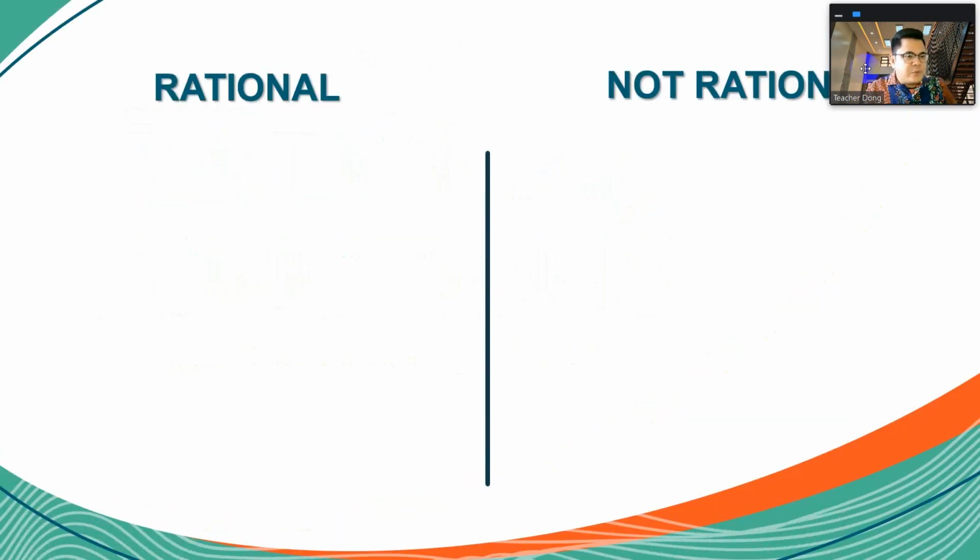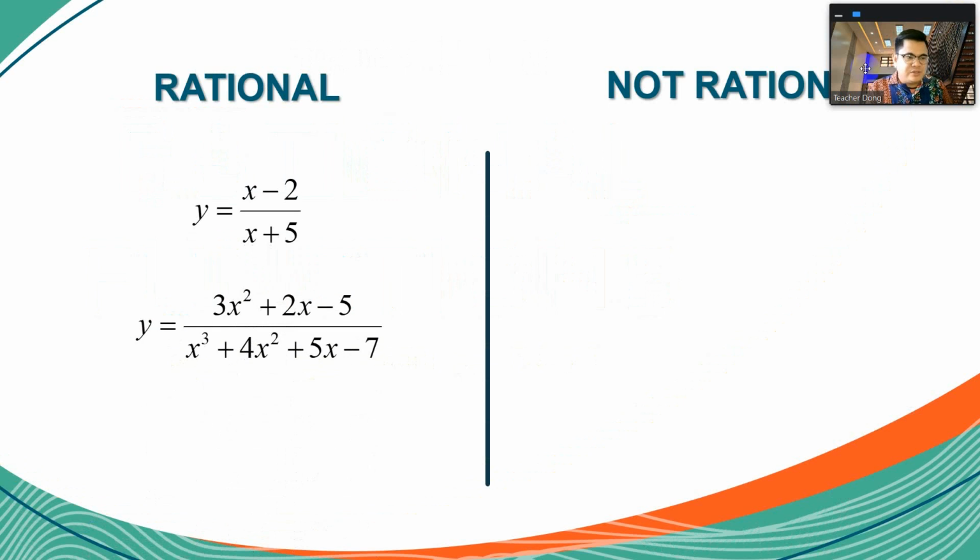Now, let's compare rational and not rational. So rational, as you can see on the left side, we have y is equal to x minus 2 over x plus 5. Y can also be written as f of x. Just remember that this one is an example of a function. So we have an algebraic expression in the numerator, and then we also have an algebraic expression in the denominator. That's why this is a rational function.